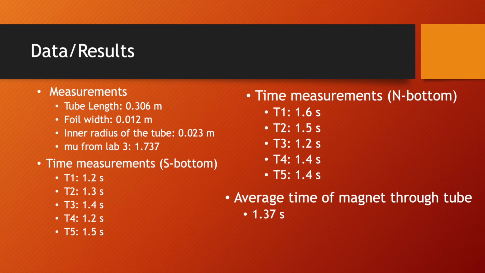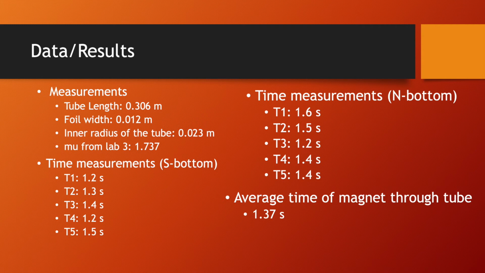Now on to my measurements. I measured that the tube was 0.306 meters long, the foil was 0.012 meters wide, and the inner radius of the tube was 0.023 meters. I transplanted the value of 1.737 for the magnetic dipole moment of our bar magnet from Lab 3.